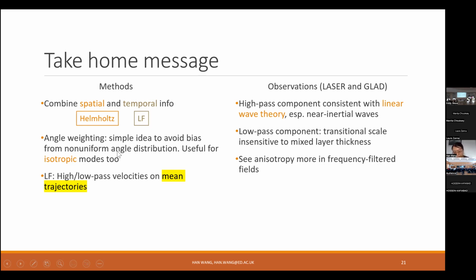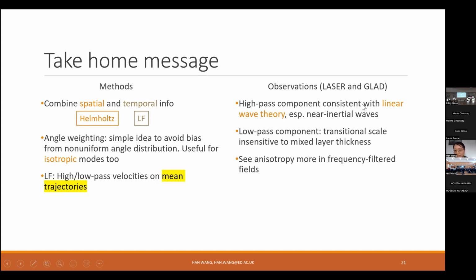And as a technical caveat, we have applied angle weighting, which is a simple idea to avoid bias from non-uniform angle distributions, and it's useful even if you are only considering the isotropic modes. And we also find a striking example that demonstrates that if you are doing this Lagrangian filtering, it's better to evaluate everything on the mean trajectories instead of the raw trajectories.